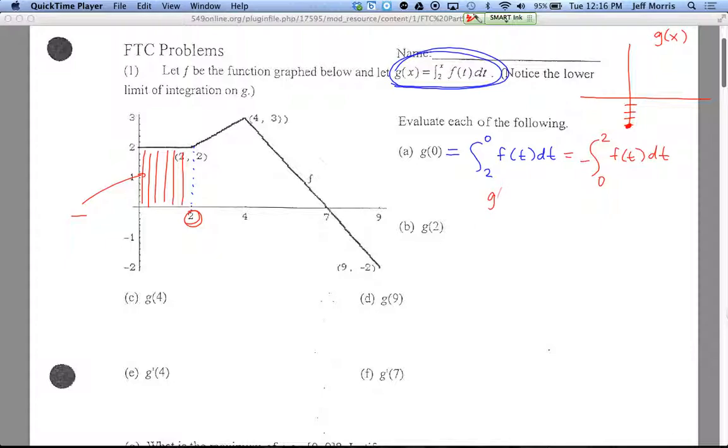Okay, so G of 0 was -4. I'm going to keep these. Just calculate the area at that point. What now? You just figure it out. I'll say what it is in a second.